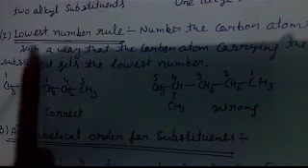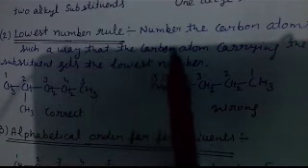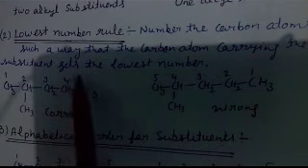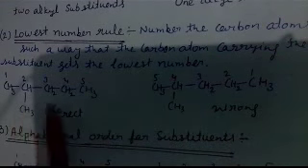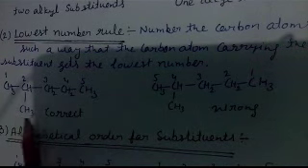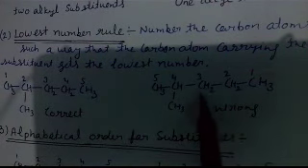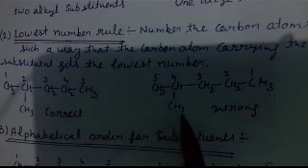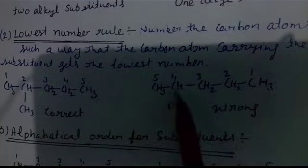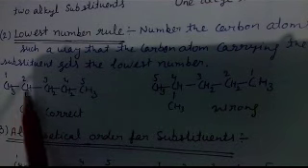Students, next is the lowest number rule. Number the carbon atoms in such a way that the carbon atom carrying the substituent gets the lowest number. For example, here we are numbering as 1 2 3 4 5. The substituent methyl gets number 2. If we number in such a way 1 2 3 4 5, the substituent methyl will get number 4. So we number in a way such that the substituent gets the lower number. 2 is lower than 4.